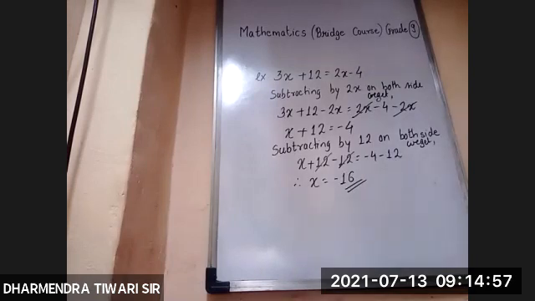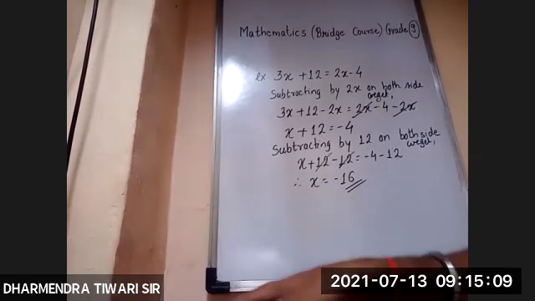Now we'll deal with the problem in which we have one fraction and all other terms are without fractions, in the natural form. Hope you have understood this.